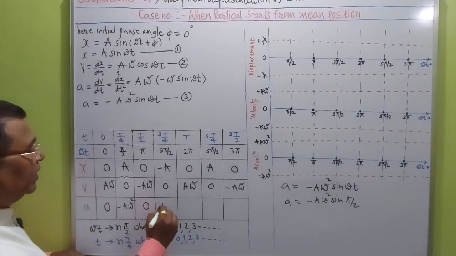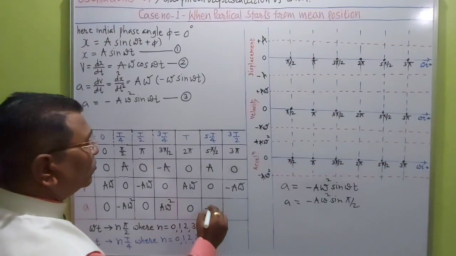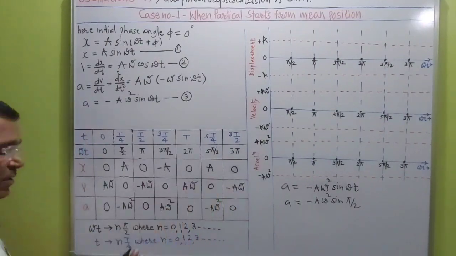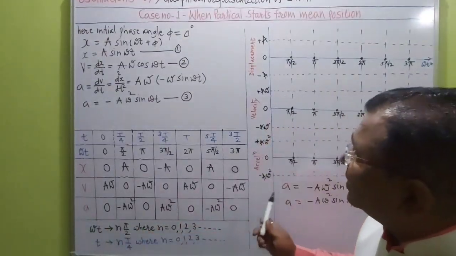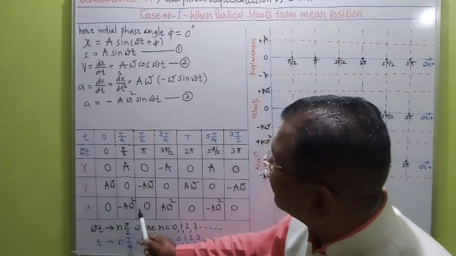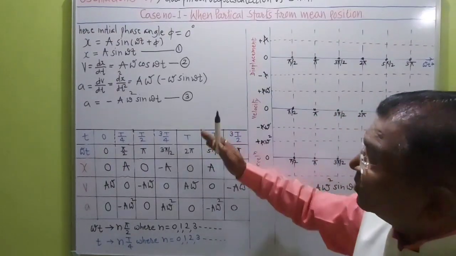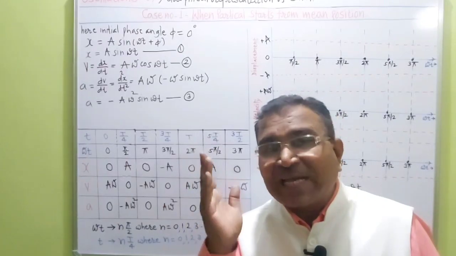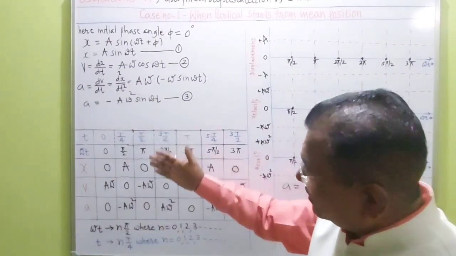Then plus A omega square. Definitely now we get 0 here. Then minus A omega square like this. Then here 0. So in this way, this is a chain. If we remember the first two values, you can easily write the other values: 0, minus A omega square, 0, plus A omega square, 0, minus A omega square, 0. In this way, we have to prepare a table of displacement, velocity and acceleration very easily, very confidently.